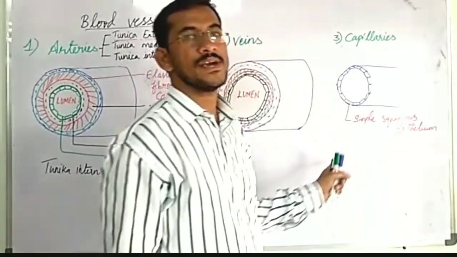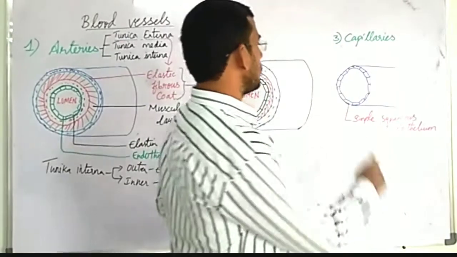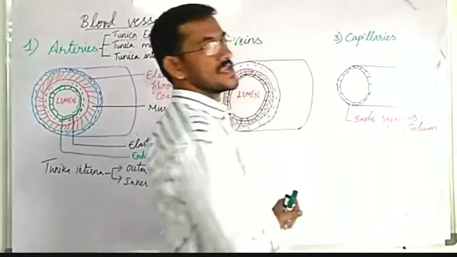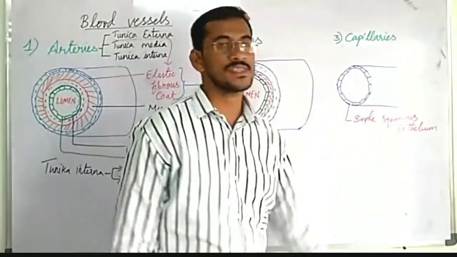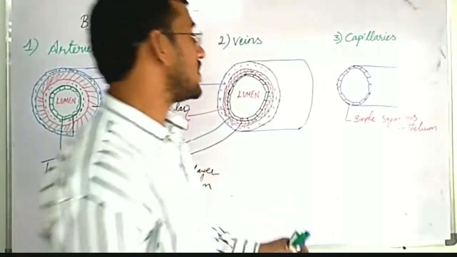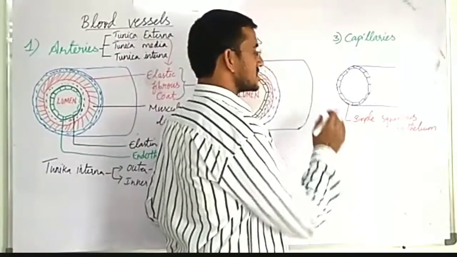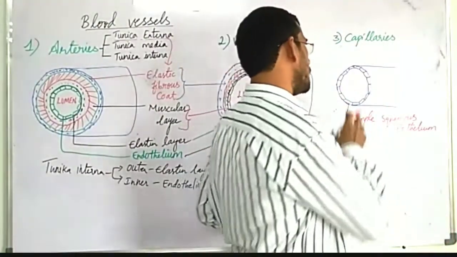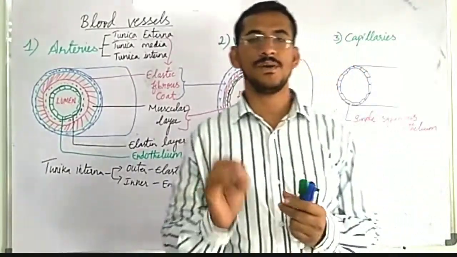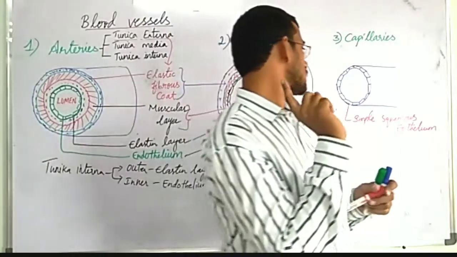Capillary is made up of only one layer, and it is made up of simple squamous epithelium. So it is made up of epithelial cells. It is made up of only one layer. That's why exchange of gases, materials or substances will occur in capillaries only, because it is made up of only simple squamous epithelium.